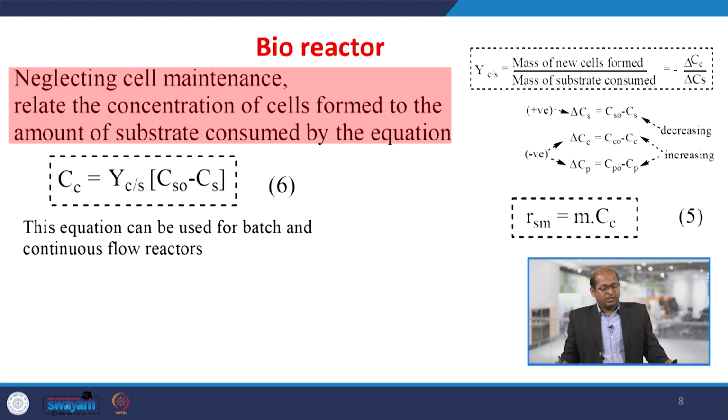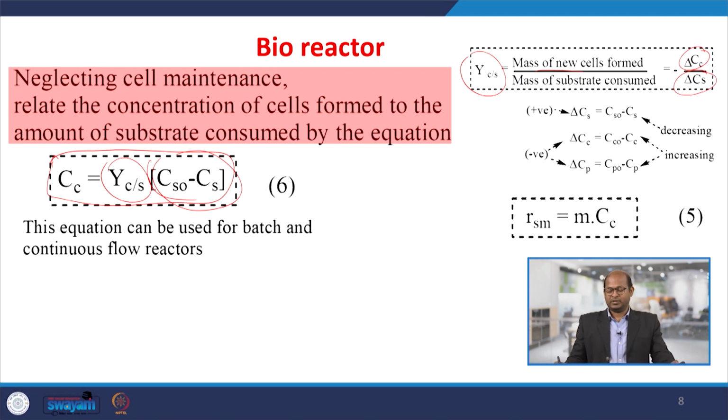Okay. So, sometimes we can neglect the cell maintenance. Then the concentration of the cells formed to the amount of the substrate consumed we can express by these equations also, means YCS, that is the yield of the cells per unit substrate consumption. We have expressed this YCS as the mass of the new cells formed by the mass of the substrate that is consumed for the reaction. So, if we neglect the cell maintenance part, then Cc we can write as YCS into (CS0 minus Cs). This equation 6 is useful for the batch reactor as well as the continuous reactor.